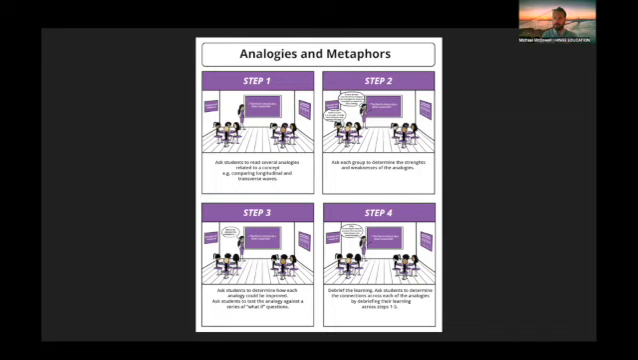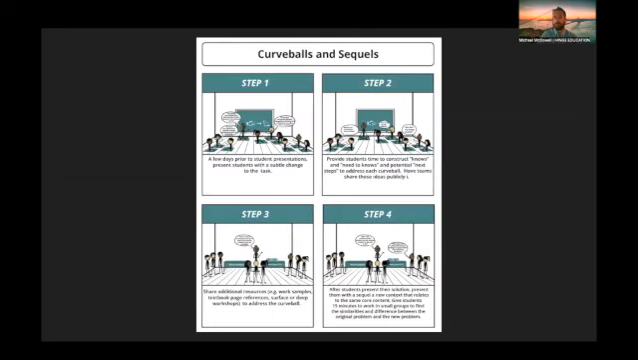And then ask students to debrief. Like, what did they learn from this connection? And this is a really good way to start getting students thinking outside that box of learning that core content that you've likely been doing for the last couple of weeks. So that's analogies and metaphors.